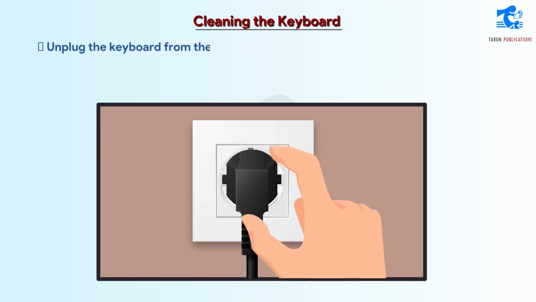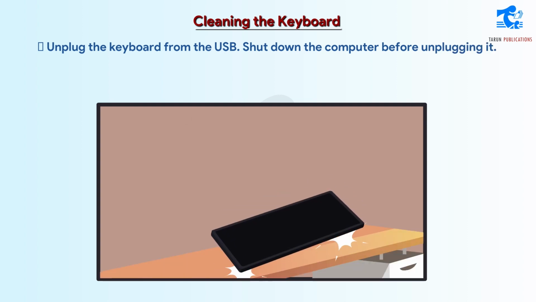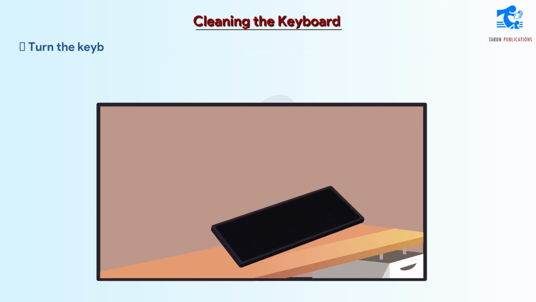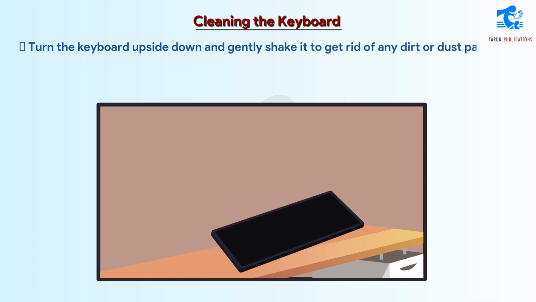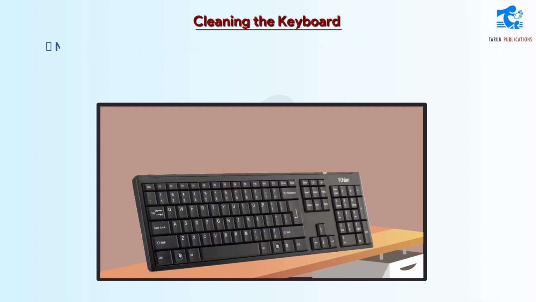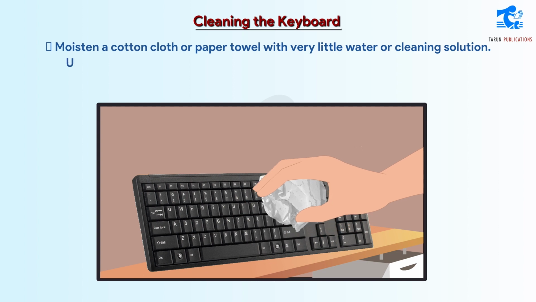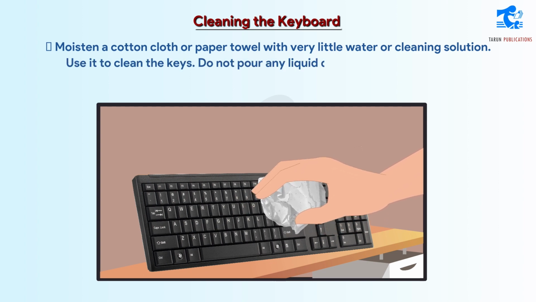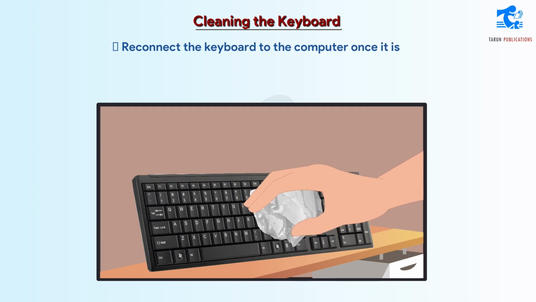Unplug the keyboard from the USB. Shut down the computer before unplugging it. Turn the keyboard upside down and gently shake it to get rid of any dirt or dust particles. Moisten a cotton cloth or paper towel with very little water or cleaning solution. Use it to clean the keys. Do not pour any liquid directly onto the keyboard. Reconnect the keyboard to the computer once it is dry.